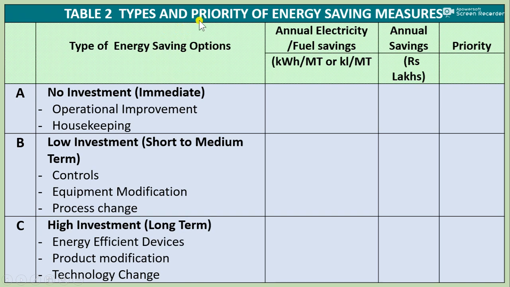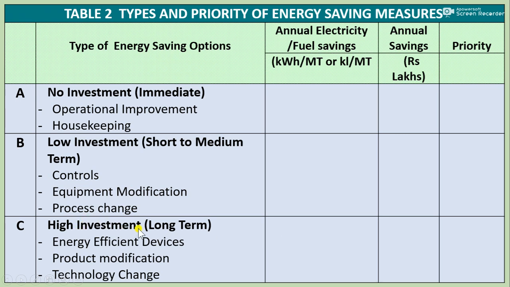The second table is based on priority: on which priority the energy saving potentials are, and according to that, what kind of investment is to be done. First is category A, no investment, meaning no investment is required, for example housekeeping. Then where low investment is required for a short to medium period, there equipment modification, process change, and controls are required. About that, data is mentioned.